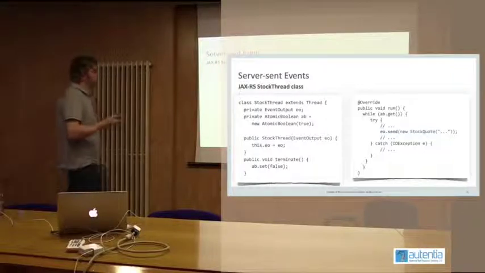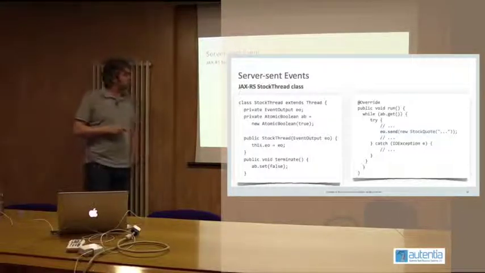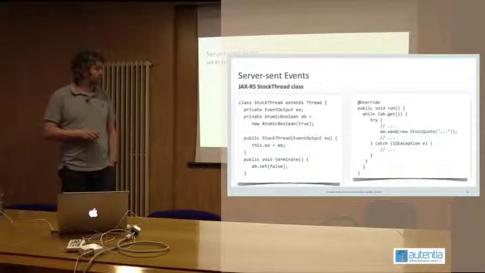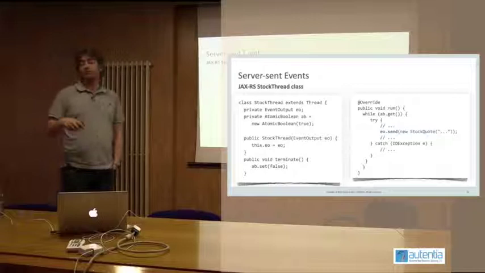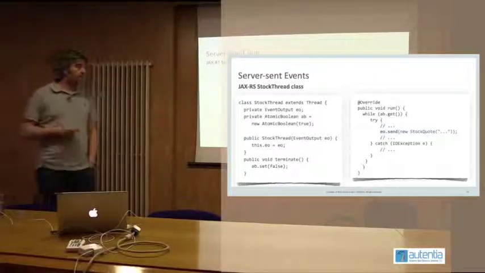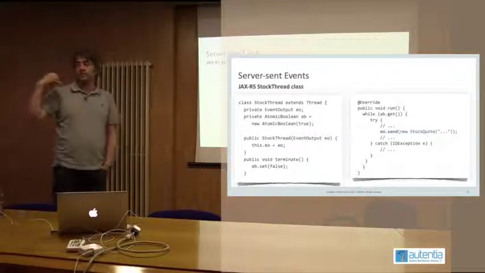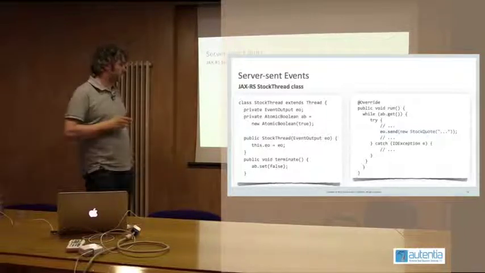And that thread would look like that. So we have this EventOutput object that we are using. We invoke the send method on that EventOutput object, and then we just put in some payload. So basically, whenever I do that, that payload will be sent to the connected client.